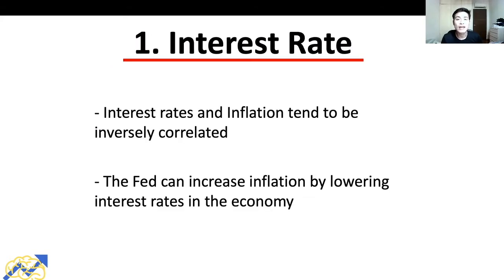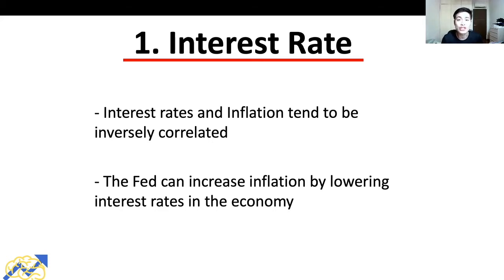One way in which the Fed can affect inflation in the economy is through interest rates. Interest rates and inflation tend to be inversely correlated. What this means is that when interest rates rise, inflation tends to fall, and when interest rates fall, inflation tends to rise. So the Fed, through its monetary policy tools, can increase inflation in the economy by lowering interest rates.